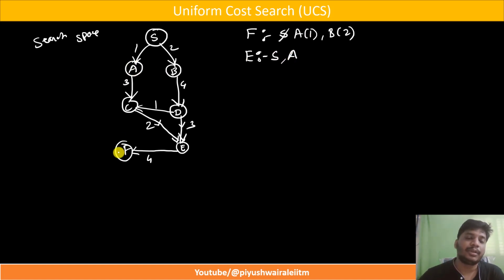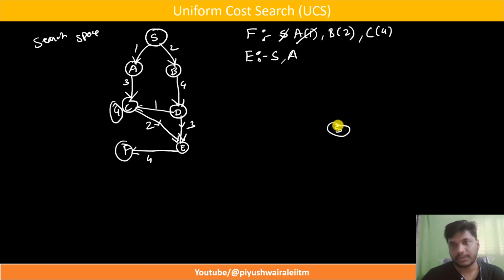Whether A is my goal state or not? No, A is not my goal state. But from A, I can go to C, at what cost? The cost of 4, right? From S to A is 1, A to C is 3, that is 1 plus 3, that is 4. I'm removing this A and I'm adding C node here at a cost of 4. Okay, now we'll do one thing. Let us try to visualize this graphically.